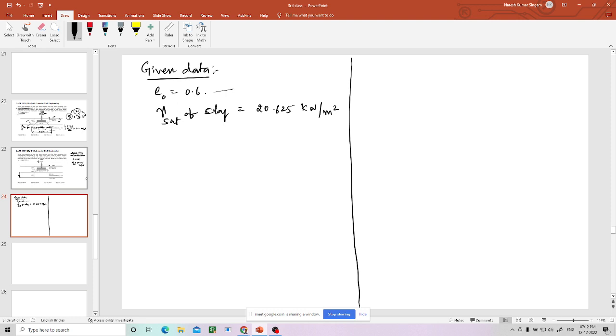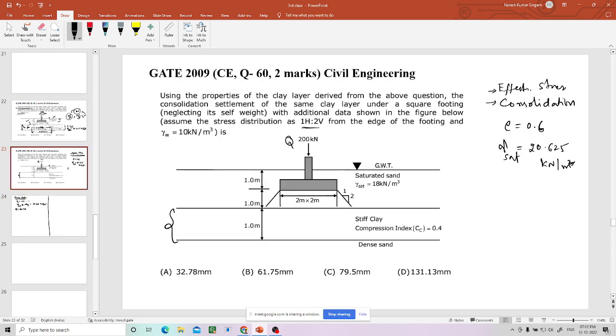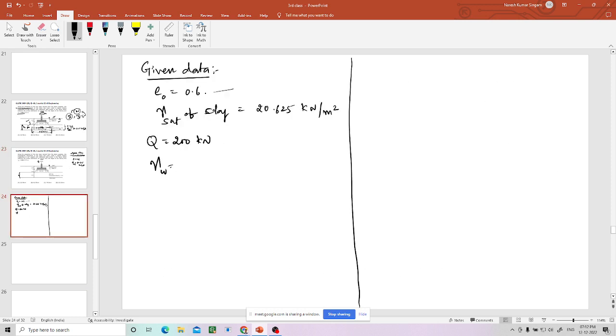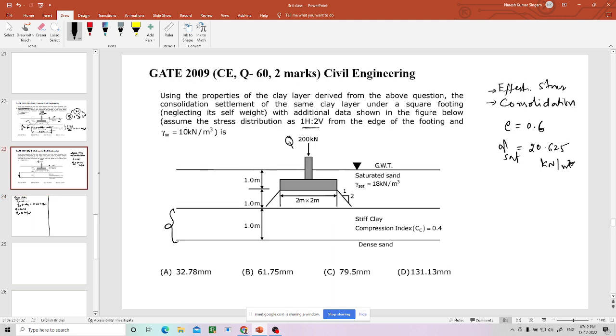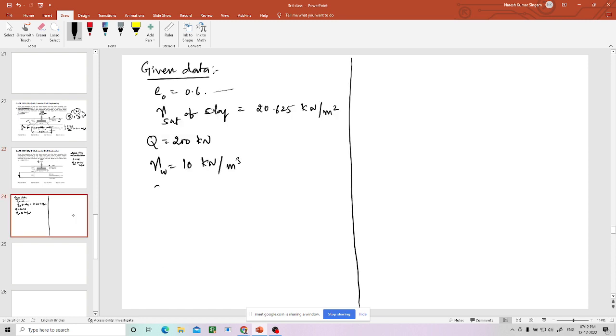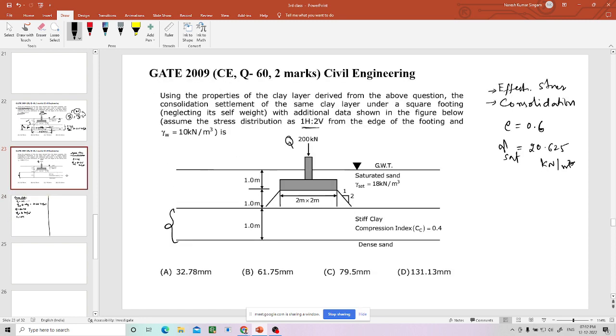Now, another load is given as 200 kilonewton. Then gamma w as 10 kilonewton per meter cube, Cc as 0.4. Anything else? Yeah, this is the sand unit weight. We have been given the sand unit weight in this problem specially. For this clay, we know this is 20.625 and e value is 0.6. I'm writing. Now everything is given in this figure.